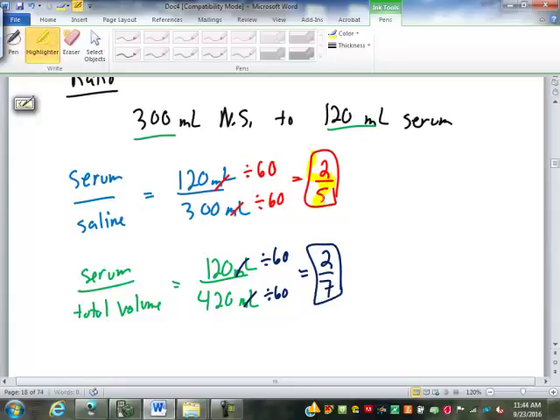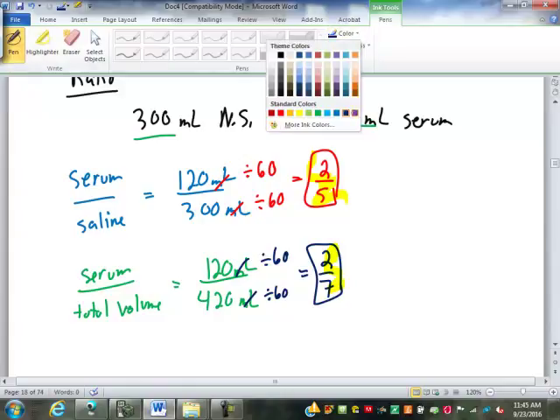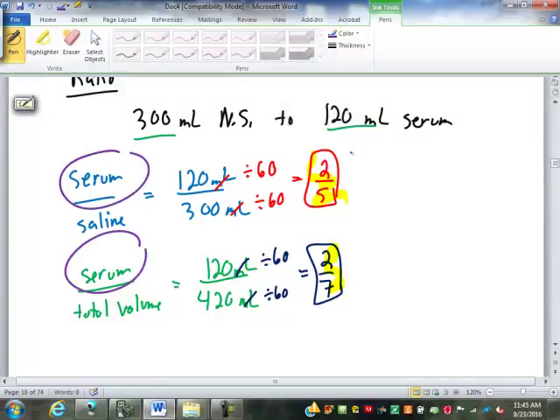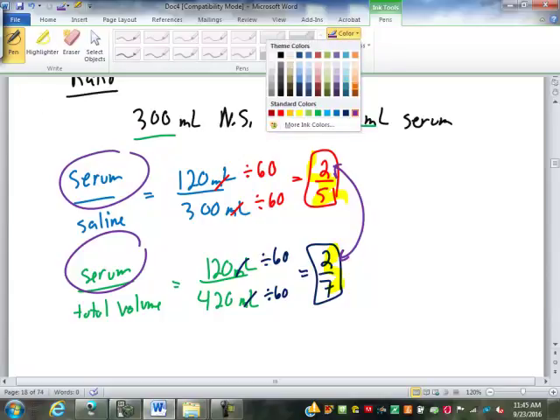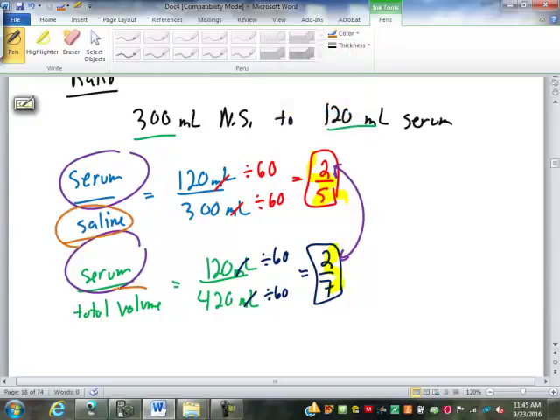Now as I look at these two ratios, can you see a relationship between them? Both of them are listing serum on top, right? So the 2's are interchangeable. Both have the 2 on top. The difference is one is listing just saline on bottom. The other one is listing total volume. Remember, the total volume contains both the serum and the saline. So down here to get the 7, what you're basically doing is taking the 2 and the 5 and adding them together to get that. So that's total parts.